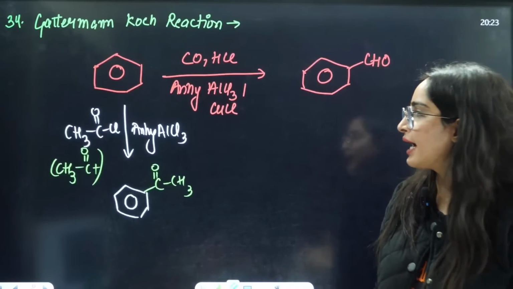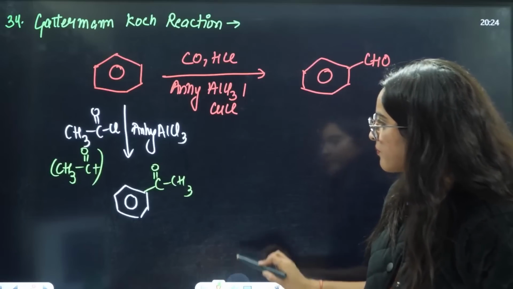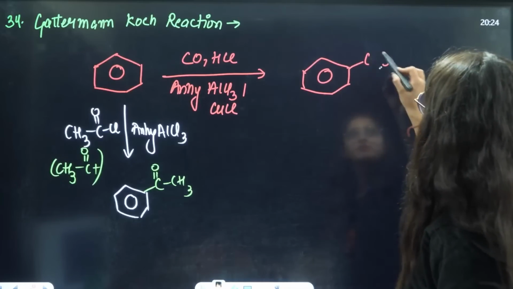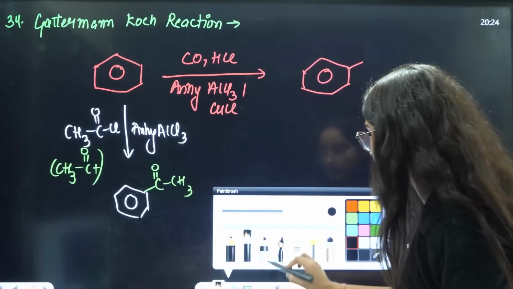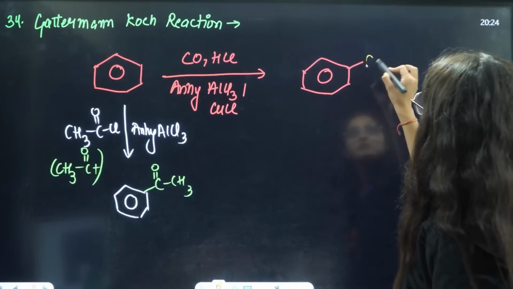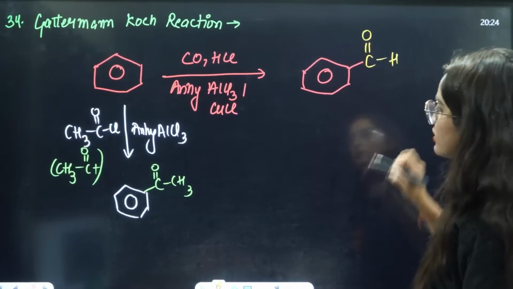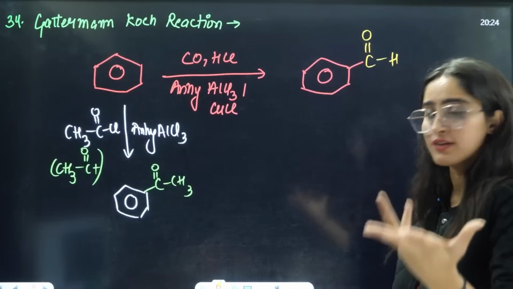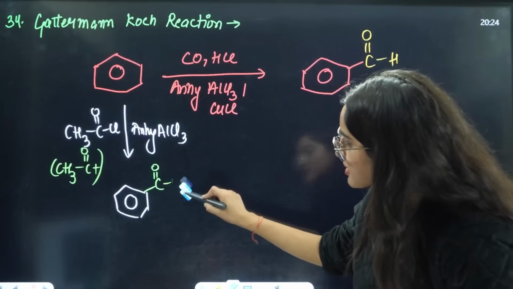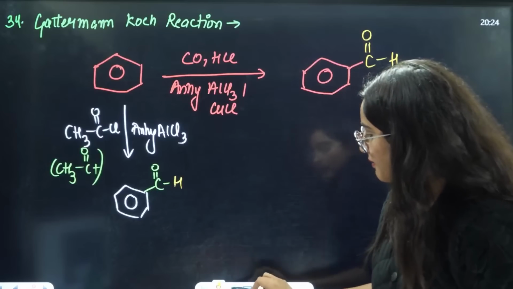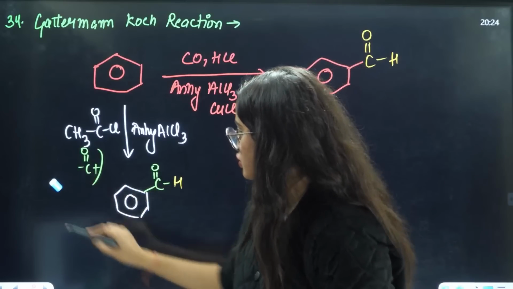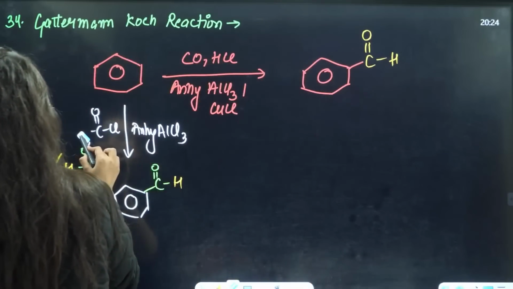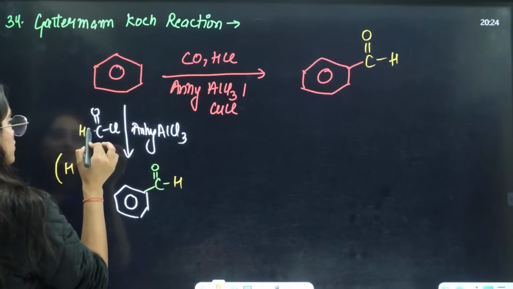Now, if I am saying that you need to attach not CH3, you need to attach H here. Because what is this CHO? This CHO is basically C double bond O, H. So if I want to do the same thing with the help of Friedel-Crafts acylation, what will I do? I'll just replace this with H.